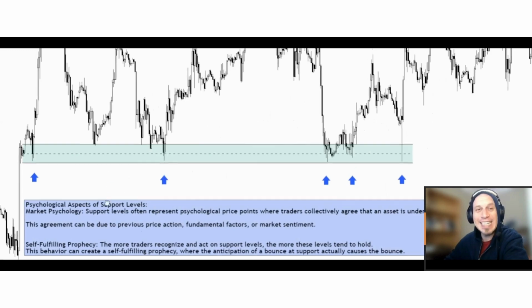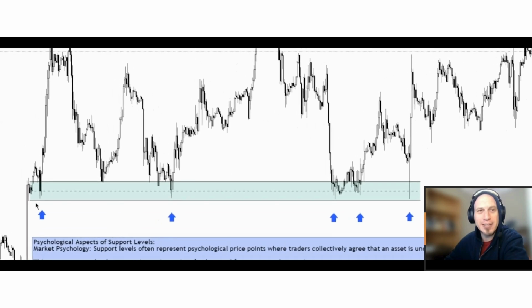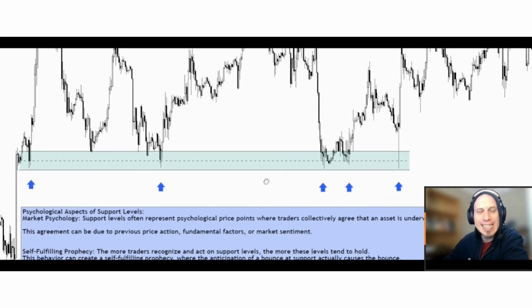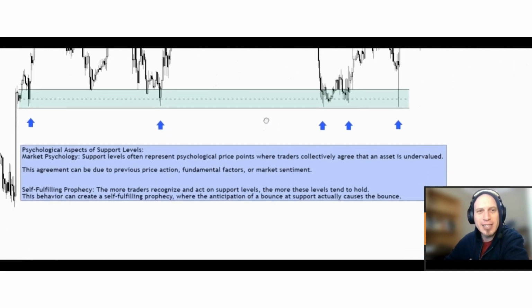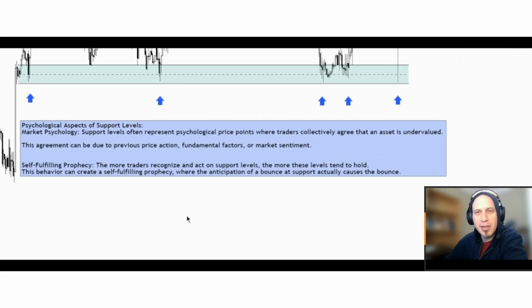Example number 3. We can see clearly here that price is reacting to this level. 1 tap, 2 taps, 3 taps, 4 taps, 5 taps, 6 taps off of this level. This is clearly a strong support level. It's considered a floor. Sometimes the reasons why price reacts to a support level can often be a psychological one, right? It doesn't need to be technical all the time.